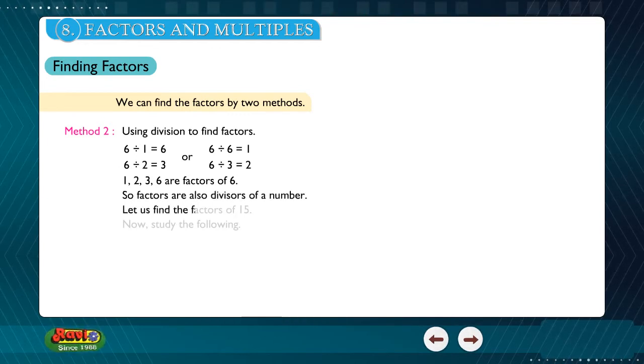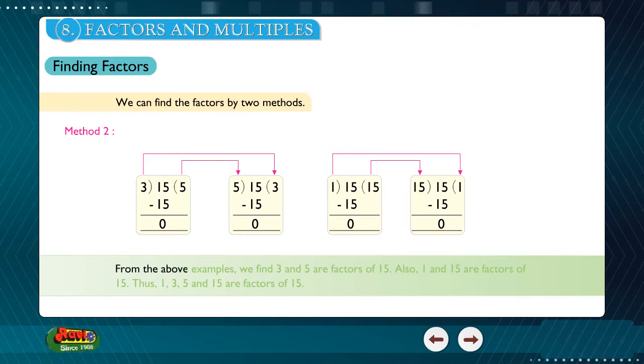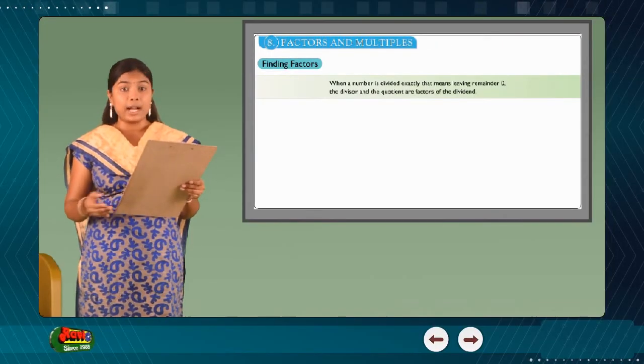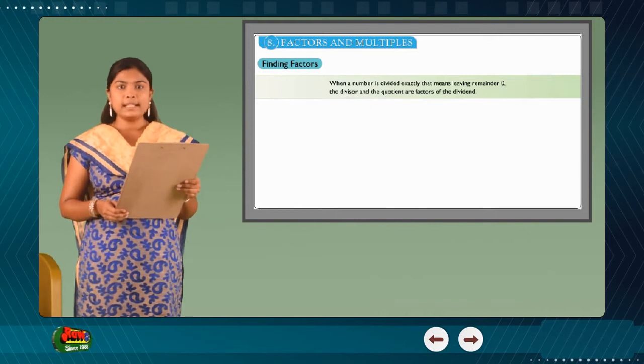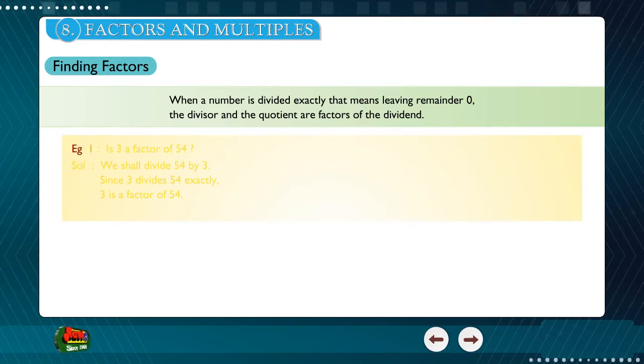Let us find the factors of 15. Now, study the following. From the above examples, we find 3 and 5 are factors of 15. Also, 1 and 15 are factors of 15. Thus, 1, 3, 5 and 15 are factors of 15. When a number is divided exactly, that means leaving remainder 0, the divisor and the quotient are factors of the dividend.